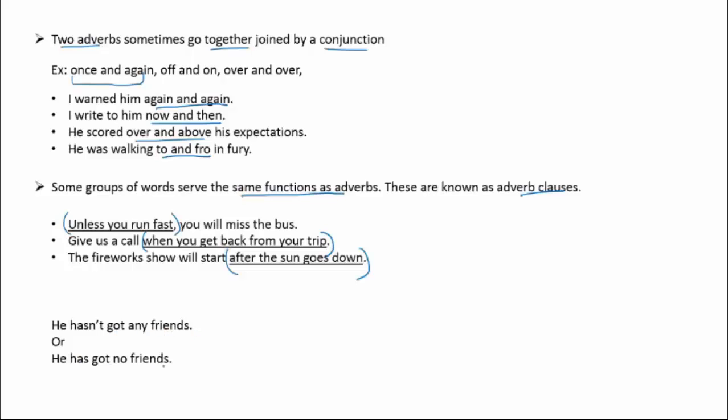He has got no friends. Now mostly people use this one. He has got no friends. But a lot of times I've also heard this: He hasn't got any friends.